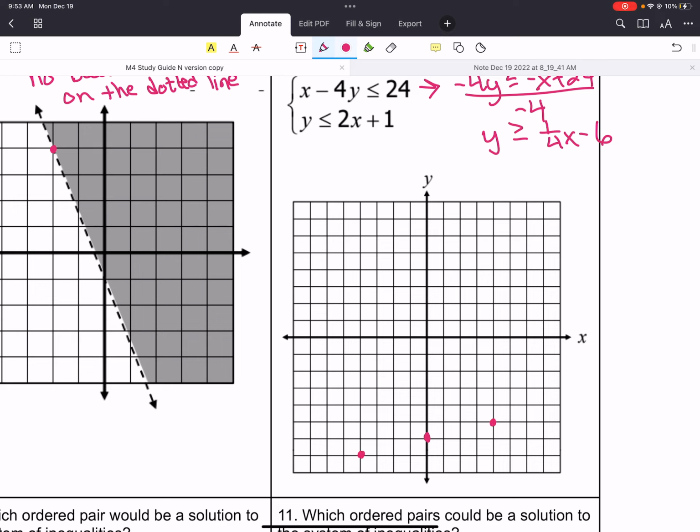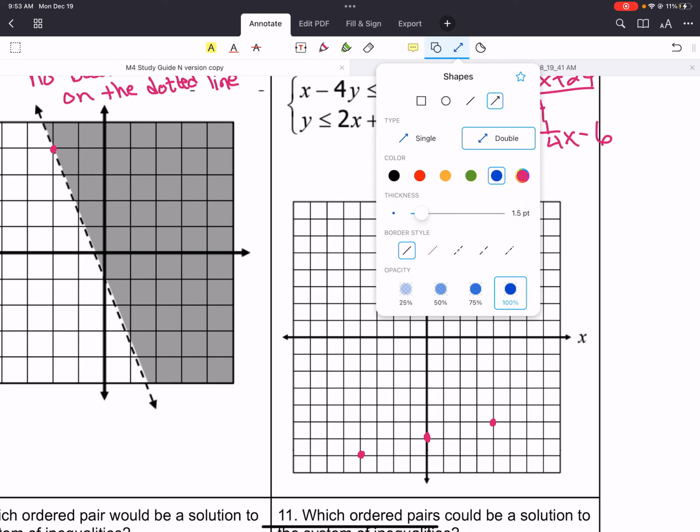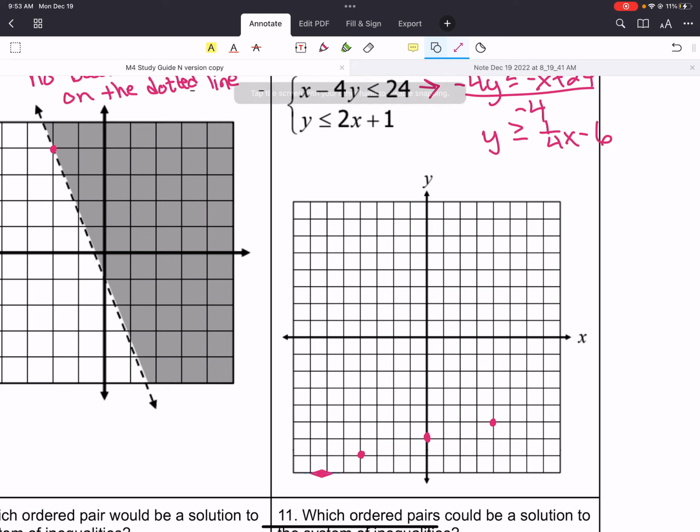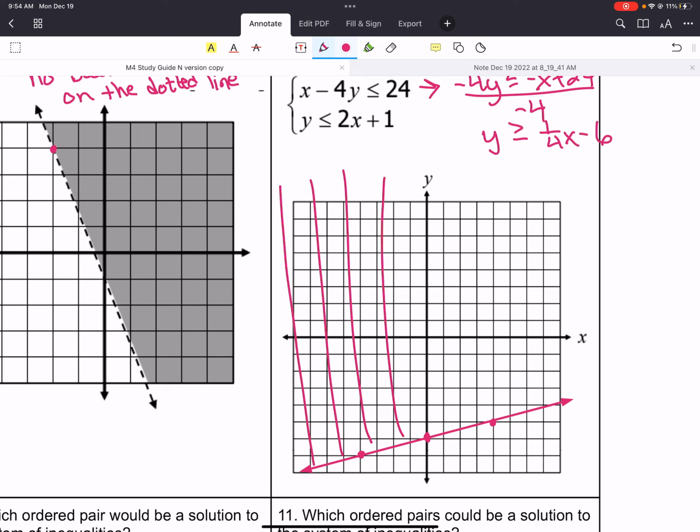I like to do both. This will be a solid line because it's got greater than or equal to. So solid line, and I'm going to shade above because y's are greater than or equal to.